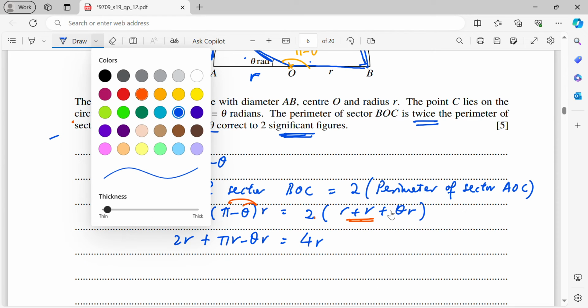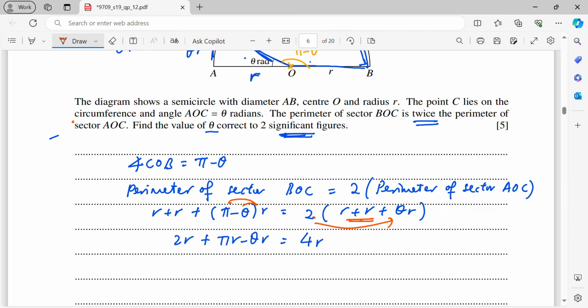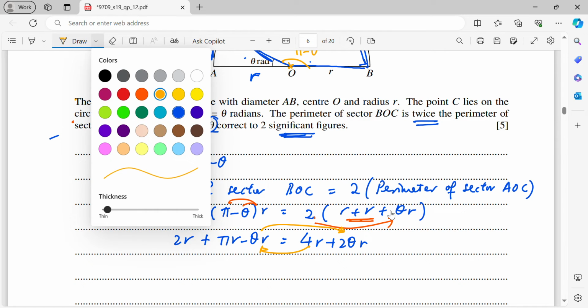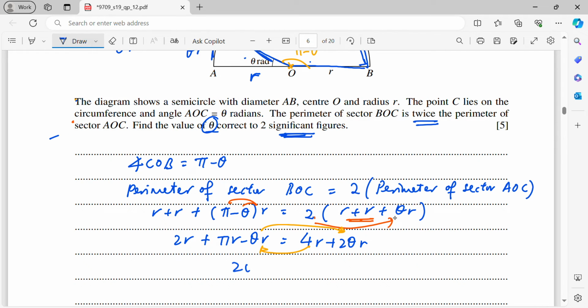Okay, then these two multiply to theta R as well. So you will be getting plus 2 theta R. And now to get theta, theta must be the subject, which means all the terms with theta must be on one side, and then the terms without theta will be moved to the other side. So now here I will be getting 2 theta r plus theta r. Okay, then now when I move the 4r to the other side, it is basically 2r plus pi r minus 4r.